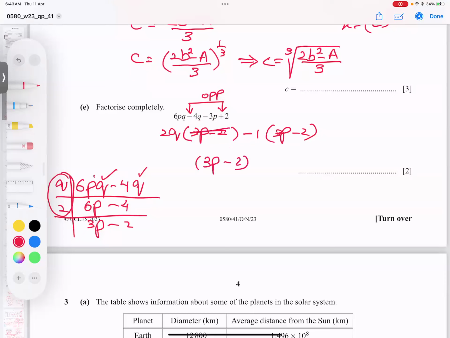If I take the common out, look, it is gone. What is left behind? 2Q and minus 1 are left behind. So 2Q minus 1. Some students get this answer with this before and this later, a different order, so no problem at all. Both are correct answers. If you get 2Q minus 1 before and 3P minus 2 later, no issue at all.